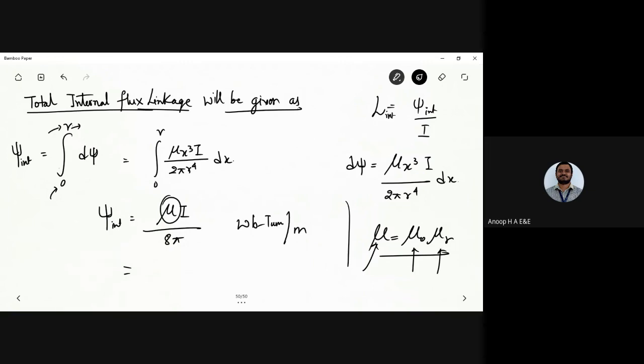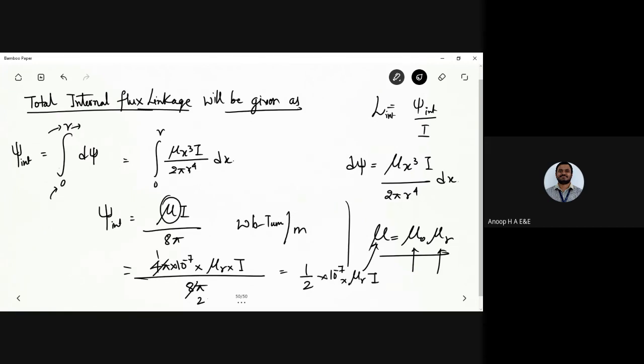So phi internal would be equal to mu into I divided by 8 pi. Mu naught into mu r, so 4 pi into 10 power minus 7 into mu r into I divided by 8 pi. So what will you get? You'll get half, since 4 pi and 8 pi reduce. So half into 10 power minus 7 into mu r into I.